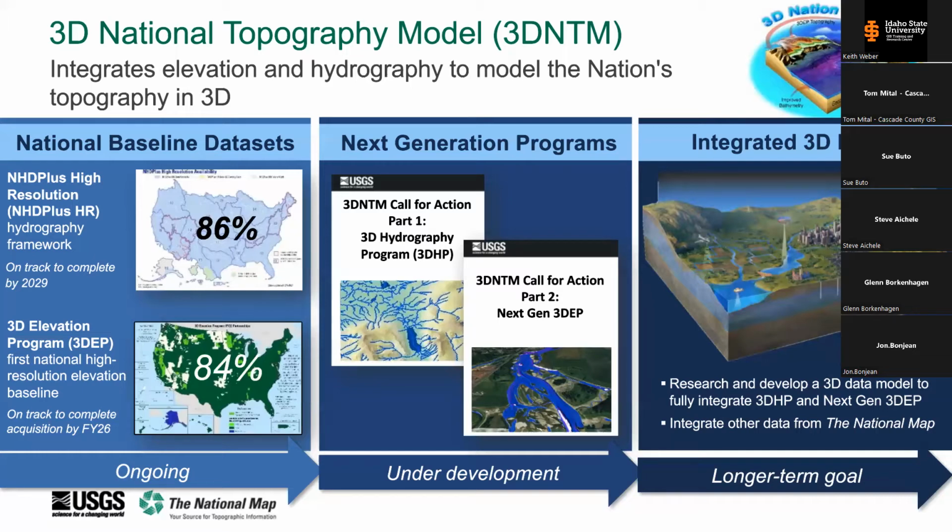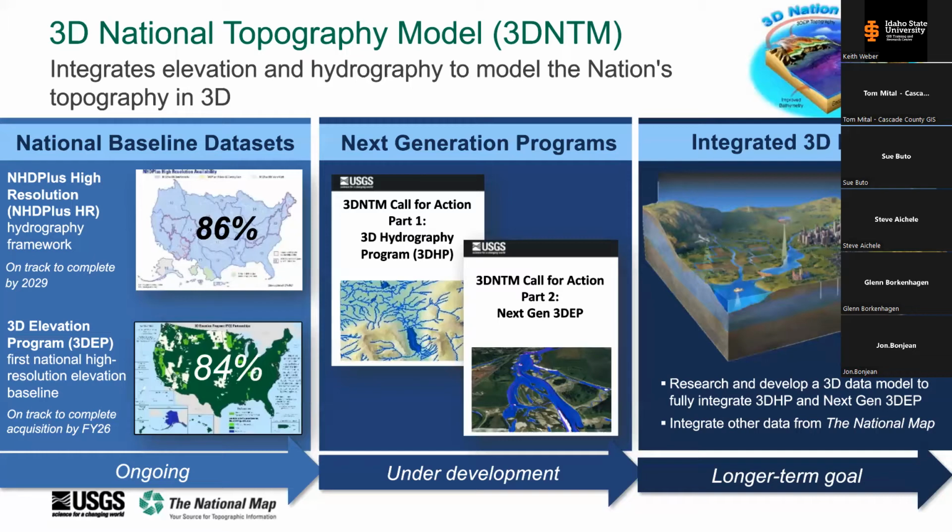So it begins with us completing our national baseline data sets, and I'll focus on the 3D elevation program portion of this. At the end of FY21, federal fiscal year 21, we were at 84% of the nation complete, and we're on track to add quite a bit more square mileage this fiscal year. Hopefully we'll have numbers out soon.